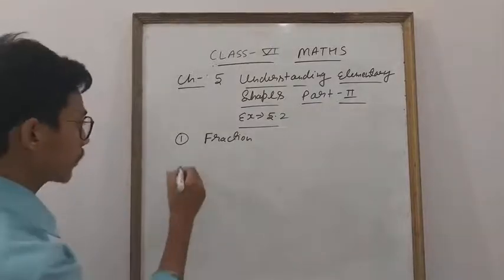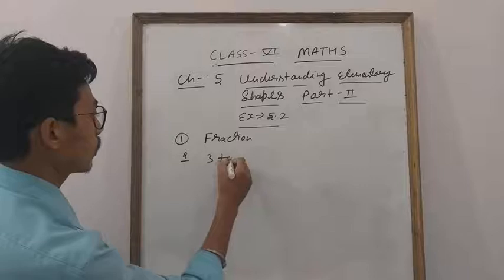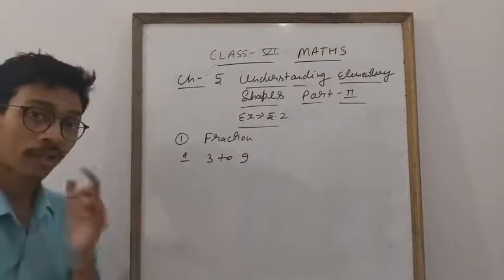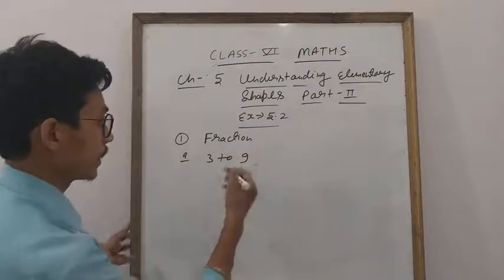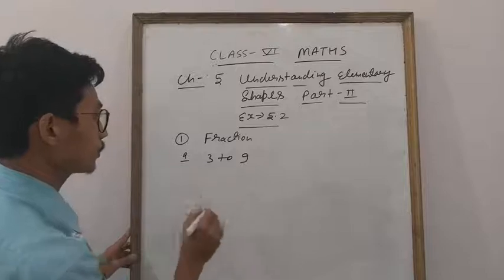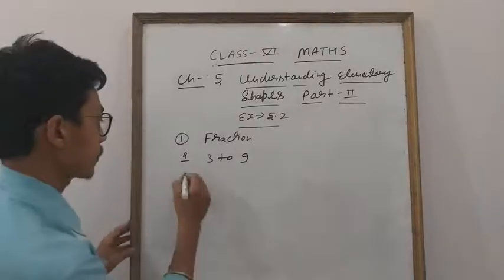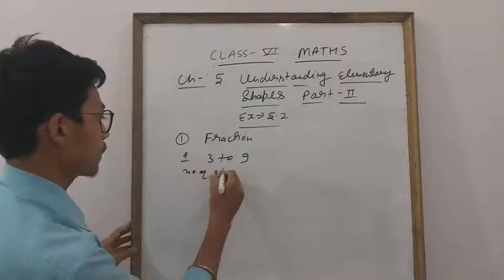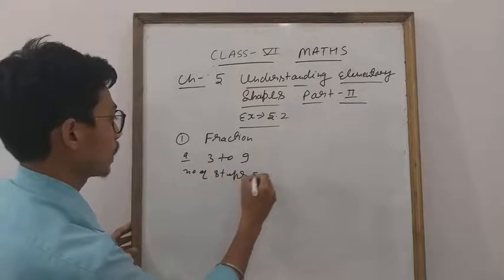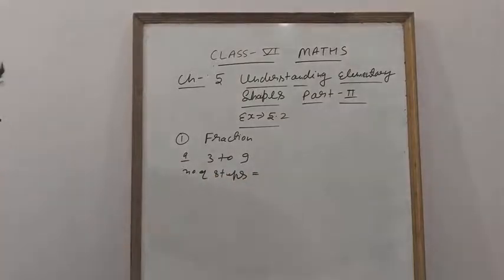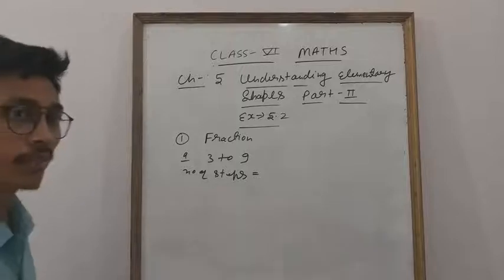Now listen. First is given 3 to 9. You have to see very carefully, everyone who comes to online classes daily. For 3 to 9, first we will find out the number of steps. Now everyone knows, for 3 to 9, how many steps, students?